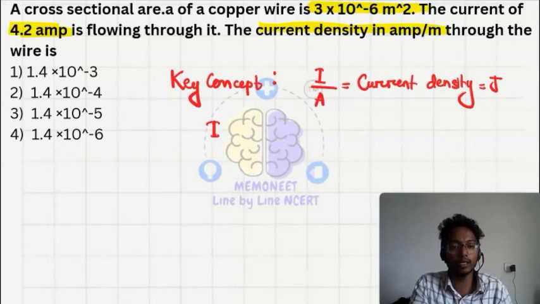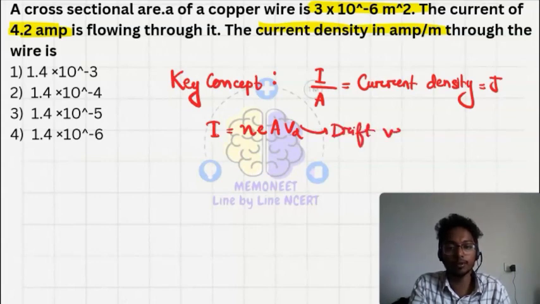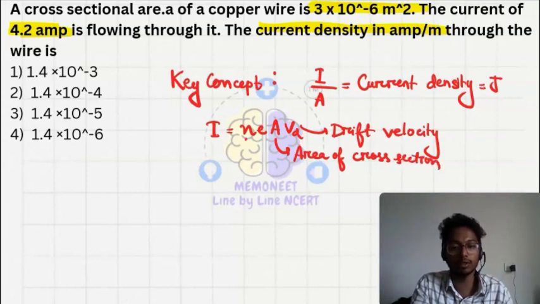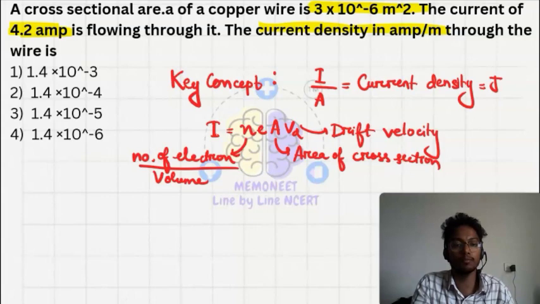And we know that current I equals n e A vd, where vd is the drift velocity, A is the area of cross section, e is the charge of the electron, and n is the number of electrons per unit volume. Now let's put the formula and we'll get the answer here, direct formula.